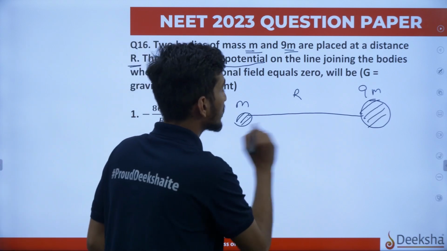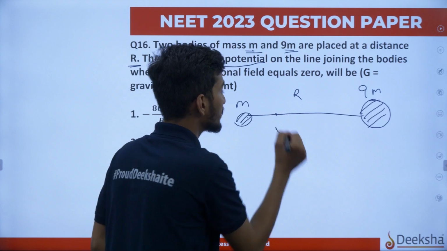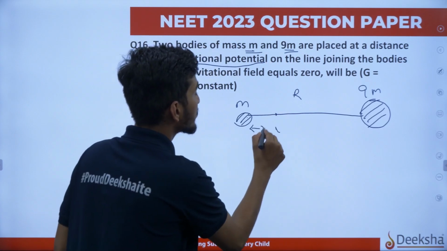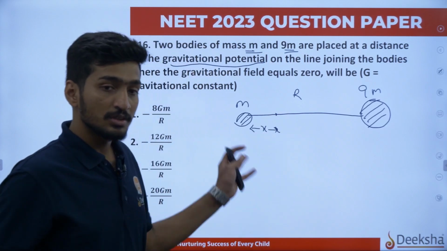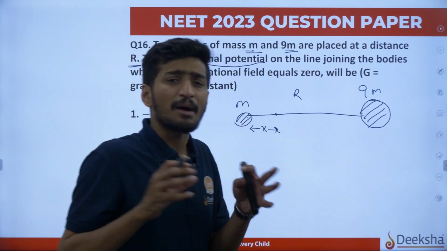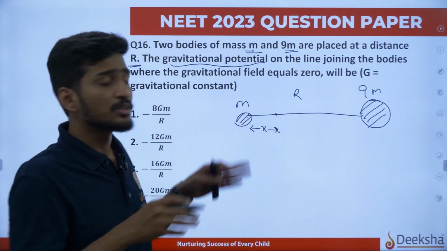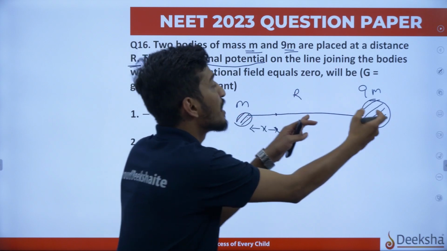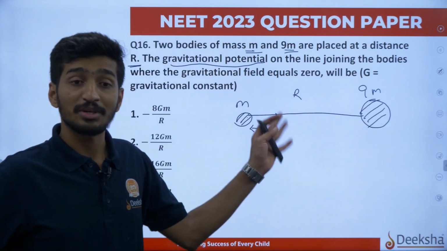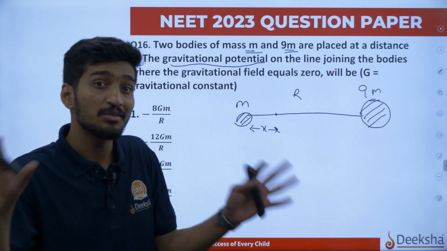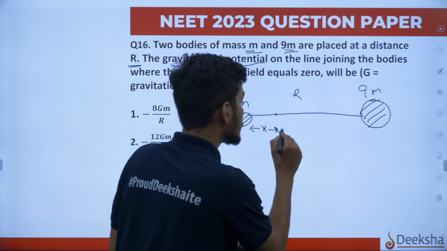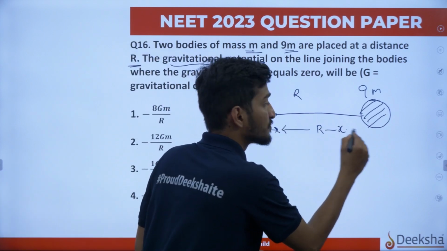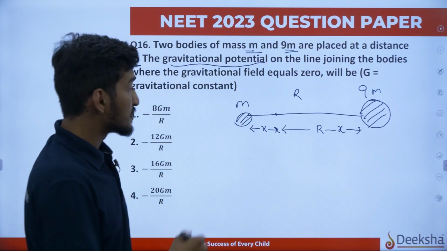Somewhere along the line, the gravitational field must be 0. Let's call that distance x, where the gravitational field is 0. So what is basically happening here? How is the gravitational field becoming 0? One body's gravitational field is balancing the other body's gravitational field. So these fields are cancelling out and becoming 0. If this distance is x, this is r minus x. That's clear. Let's balance the fields.